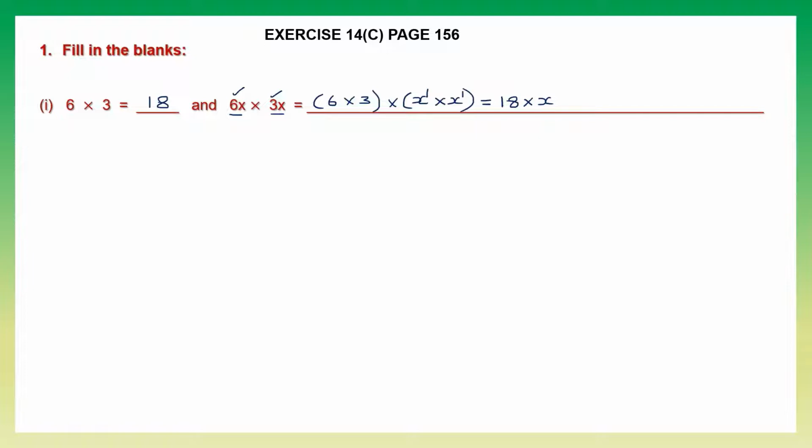It's understood. Okay. So when we multiply according to the product law, we have to add the powers. So it will be 1 plus 1. You have to add up the powers. So what do we get here? I will get 18 x to the power of 2, or 18x square.